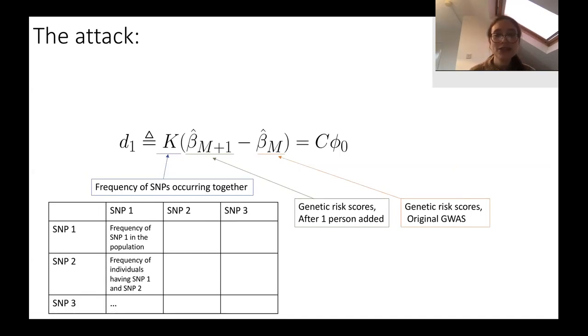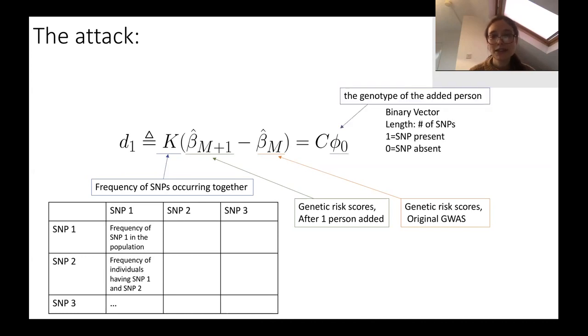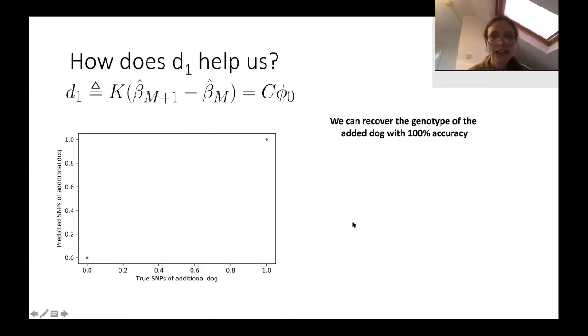The reason this is an interesting metric for us is because this equals the genotype of the individual added, which is represented here as a binary vector, times a scalar. Well, this helps us recover the genotype of the dog with 100% accuracy, because if the SNP is not there, then D1 will take on the value of 0. And if the SNP is there, then D1 will take on the value of C.